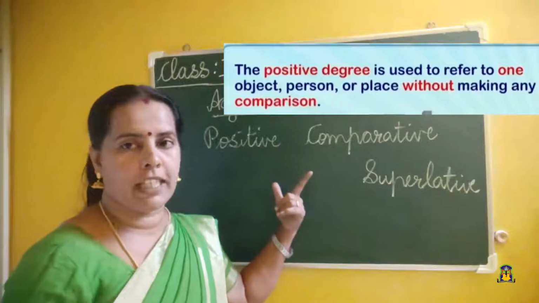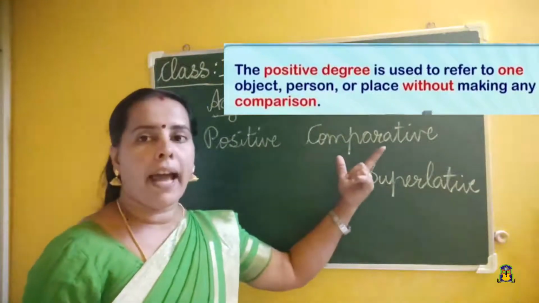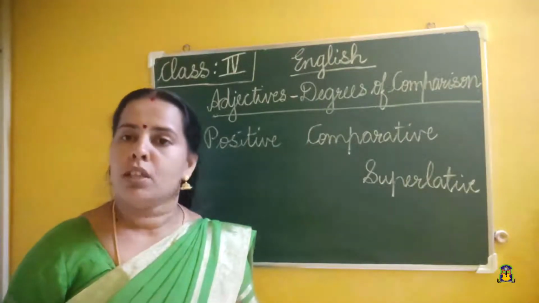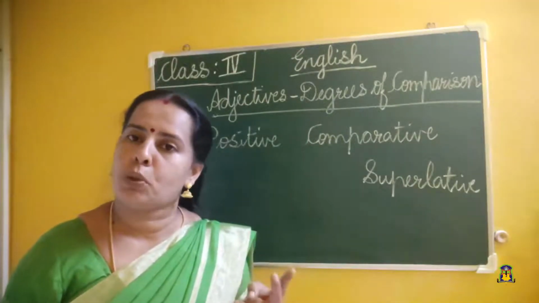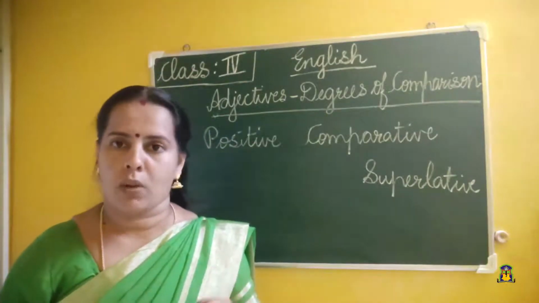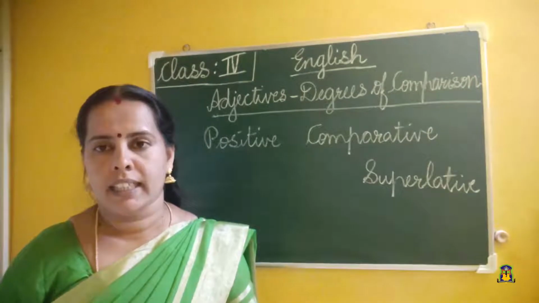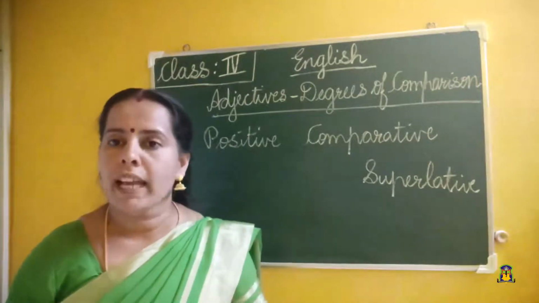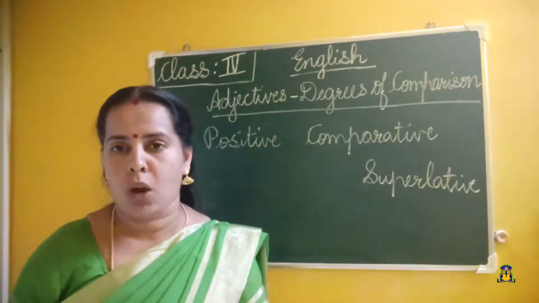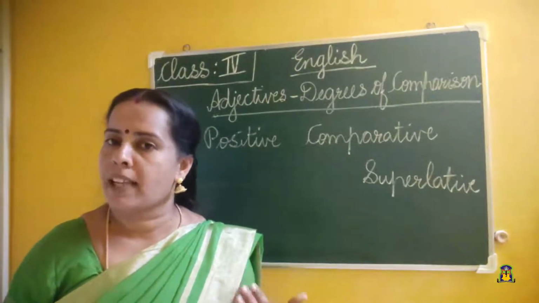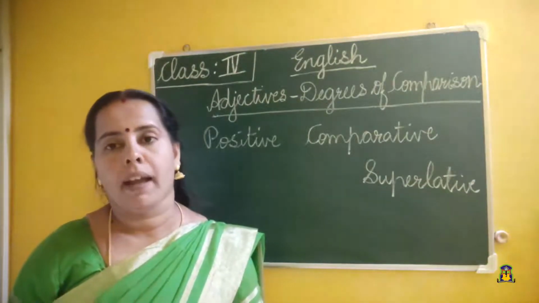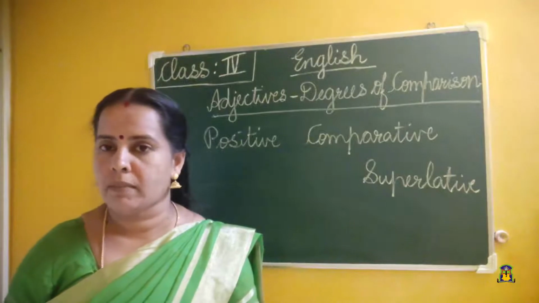It is positive degree. In comparative degree, we compare 2 nouns, 2 objects, 2 persons, 2 places or 2 animals. We can compare 2 nouns in comparative degree. And superlative degree, we compare more than 3 nouns, 3 objects, places, persons, animals, anything. We compare more than 3.